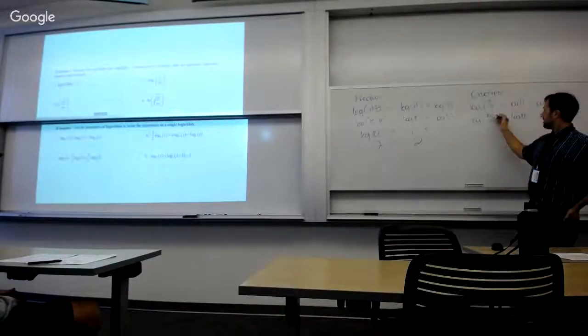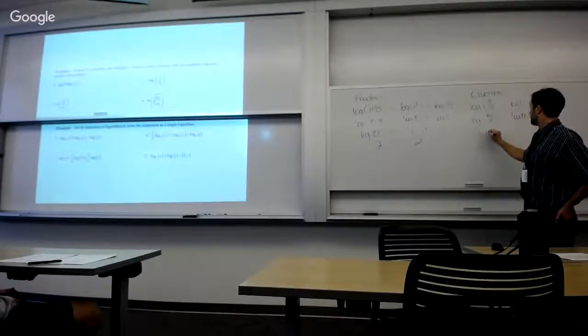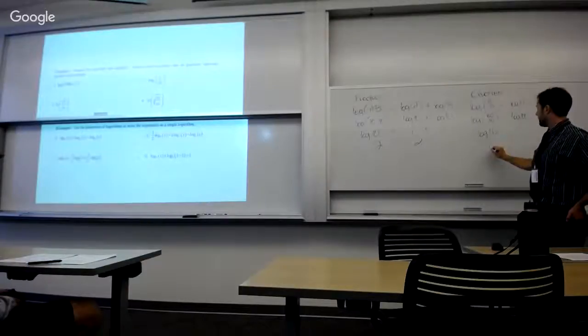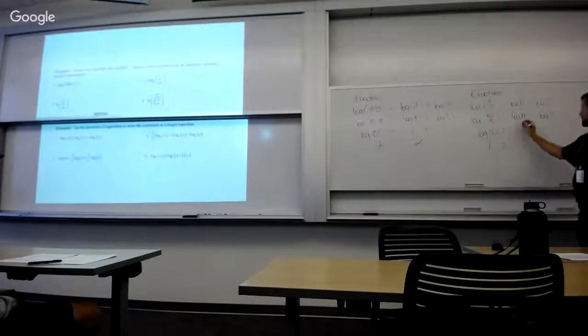Okay, so then 100 over 10 is just log of 10, which 10 to the what is 10? 1. And then over here we have log of 100, 10 to the what is 100? 2. Minus log of 10, which is 10 to the what is 10? 1. And 2 minus 1 is 1.